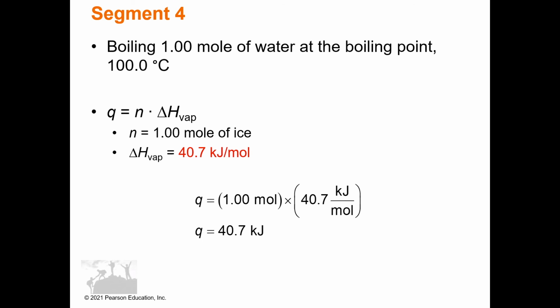Our next segment is another horizontal line. So there is no temperature change because all of the liquid water is turning into water vapor. So we're going to use the number of moles of H2O times the heat of vaporization this time. So we come up with 40.7 kilojoules.